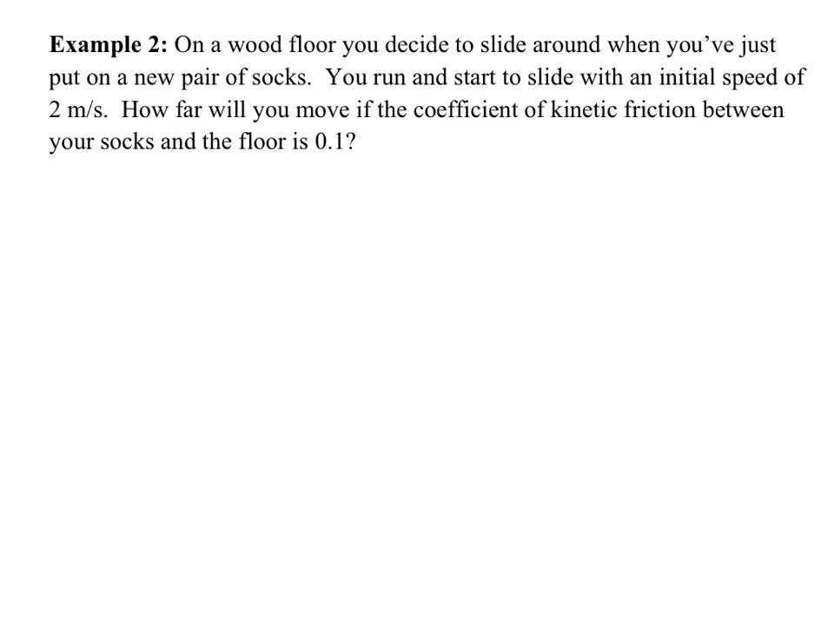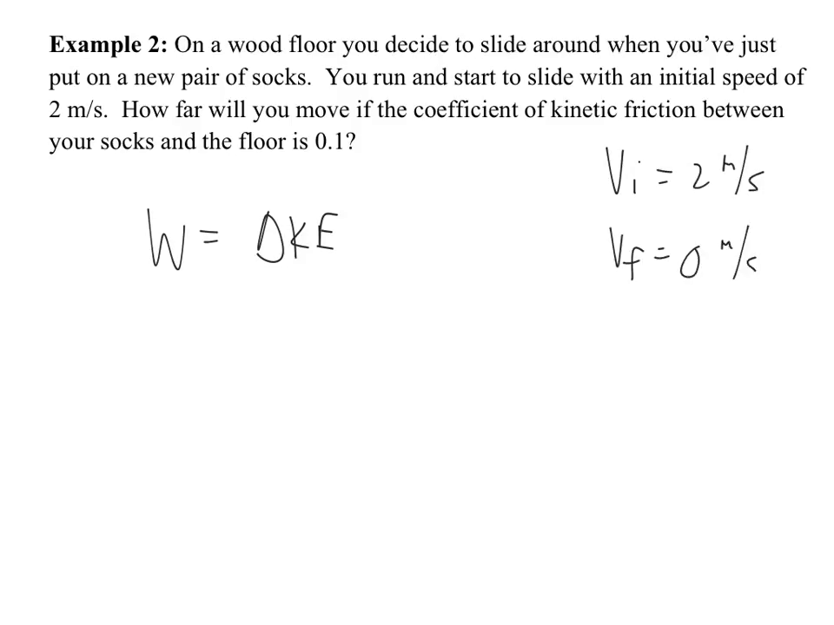So we can go back to our work-kinetic energy theorem, because it's moving initially, and then it stops, and it loses energy due to friction. That was the garbage can. This is exactly the same thing. These are the same exact problems. They're identical. Okay? So we've got work equals change in kinetic energy. I can write down my stuff over here. Vi is 2 meters per second. Vf is 0 meters per second. Mu k is 0.1. That's all you know. Seems impossible to think about how you could solve this, but you can.